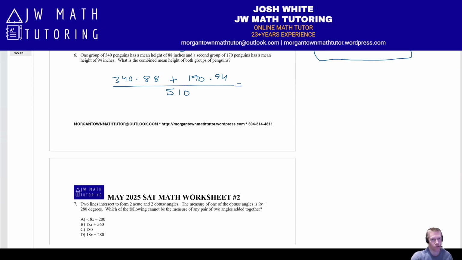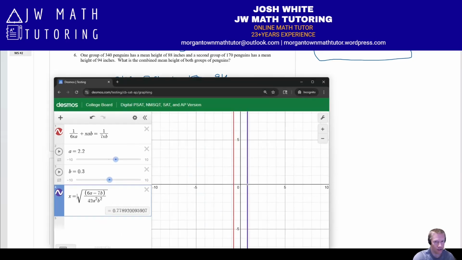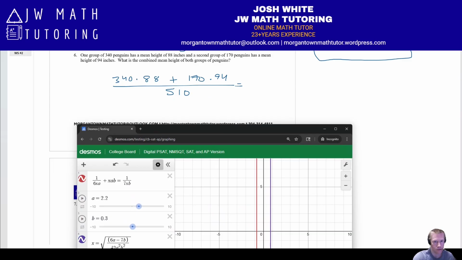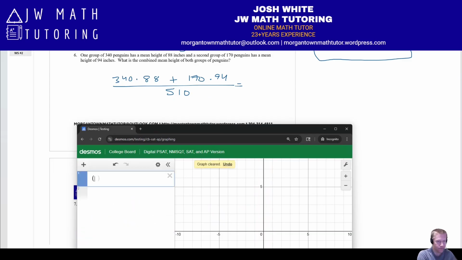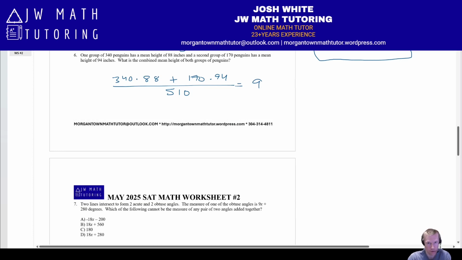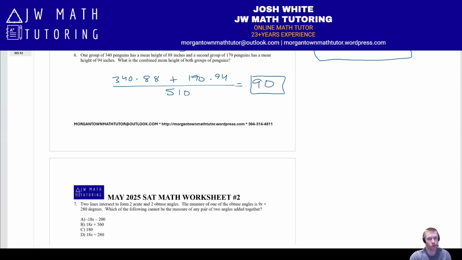So you could just go to Desmos, punch this in, and we get 90 as our answer. So the mean height of all 510 penguins from both groups is 90 inches.